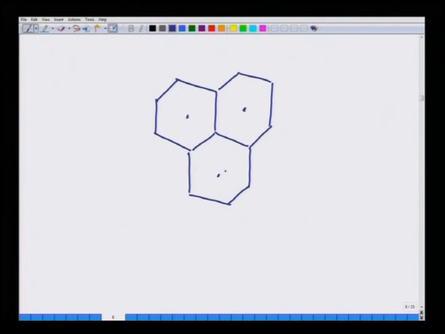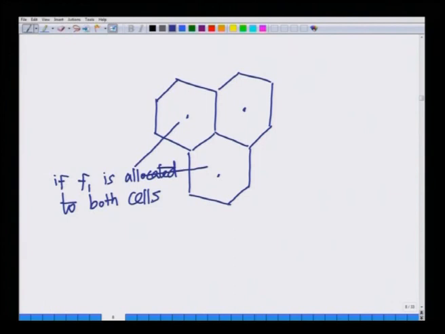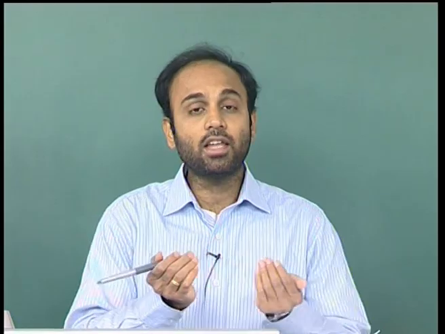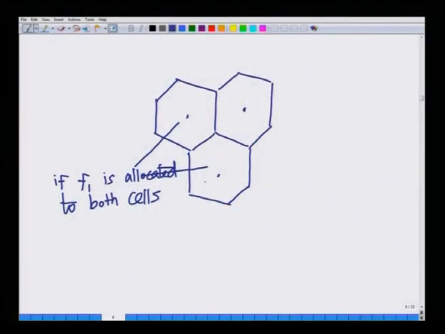That is, I have cell 1, cell 2, cell 3. Now, if frequency f1 is allocated to both these cells, remember in CDMA there is graceful degradation. Hence, if there is a user on f1 in this cell, on the same frequency in this cell, his interference is shared equally by all users in the adjacent cell.